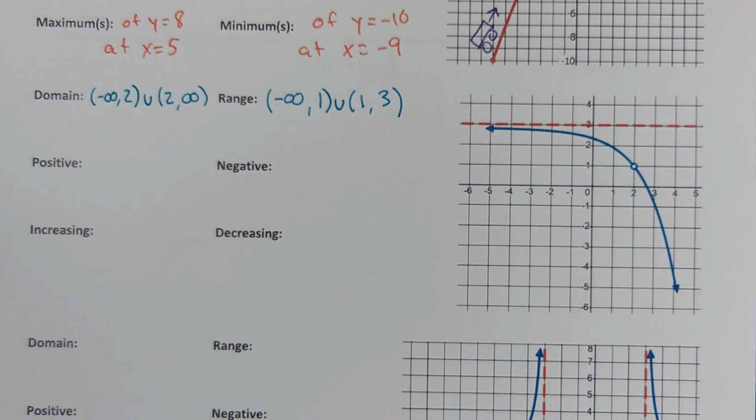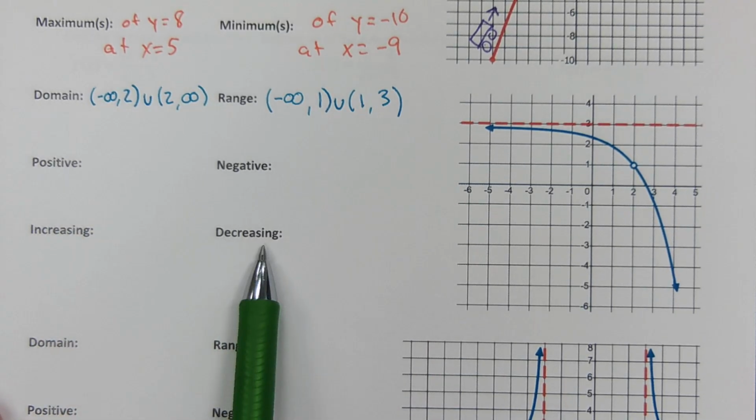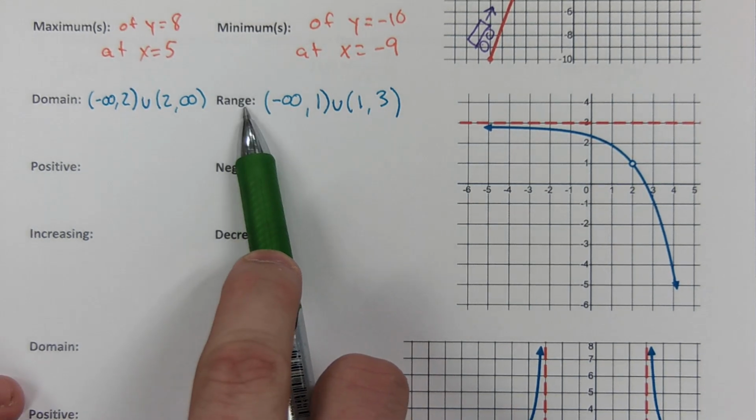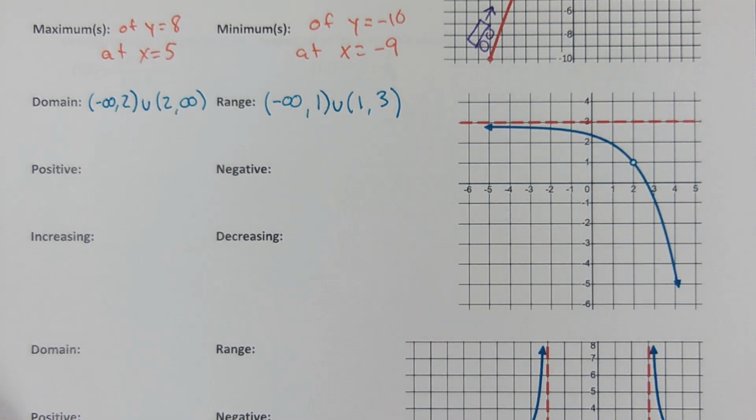Now positive and negative we talked about last time with the last example. Positive means when is my graph above the x-axis, because that's where positive y's are. Negative means when is my graph below the x-axis, because that's what the negative y's are. But we only use x's to describe intervals. The only time we use y's is range. Everything else is a list of x's.